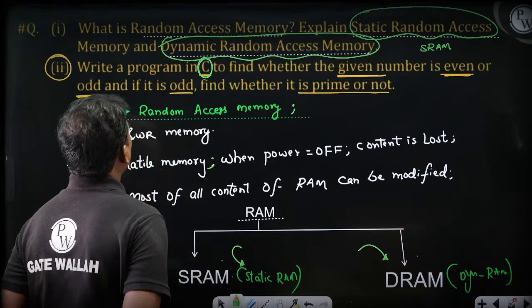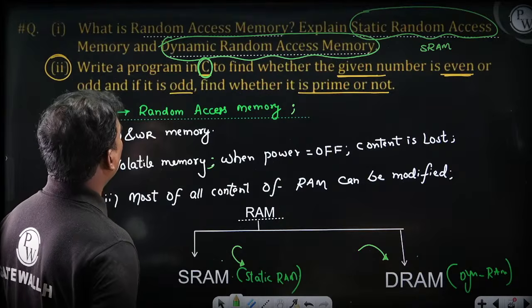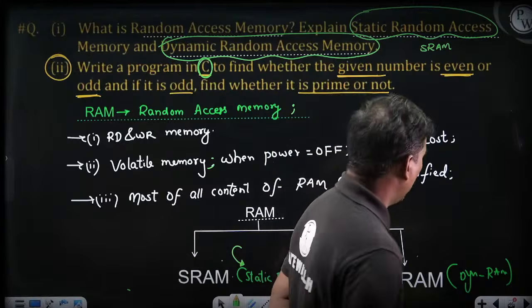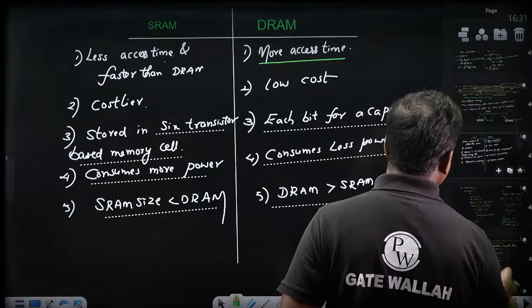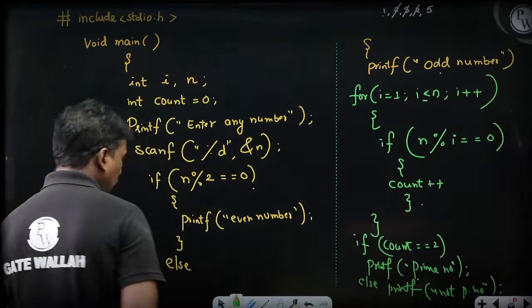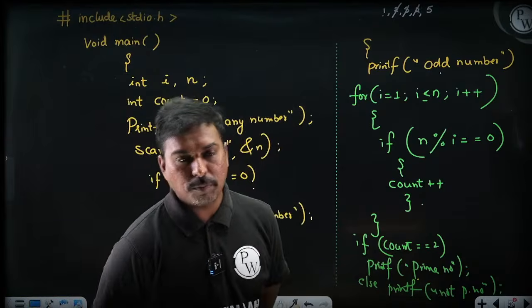See this question. Write a program in C language to find whether the given number is even or odd, and if it is odd, find whether it is prime or not. How to find out whether it is even or odd? What is the concept of an even number? When you divide by 2, if the remainder is equal to 0, that is an even number.